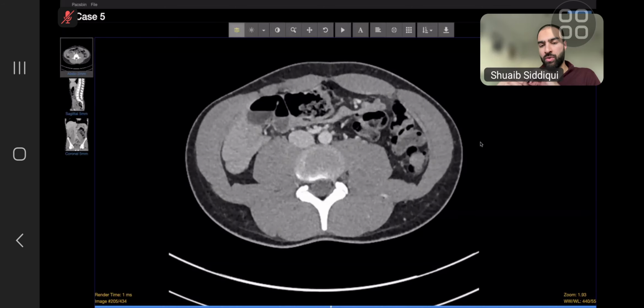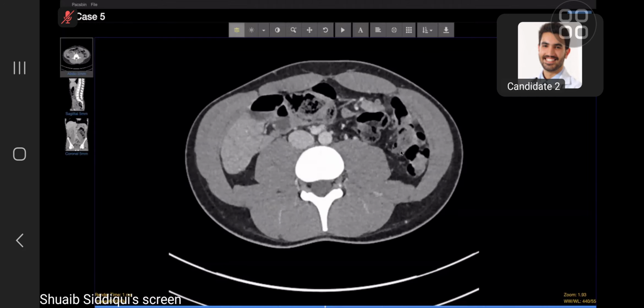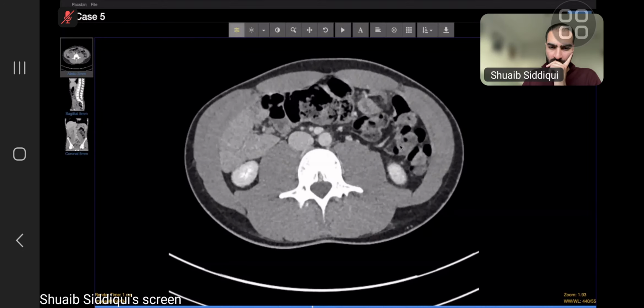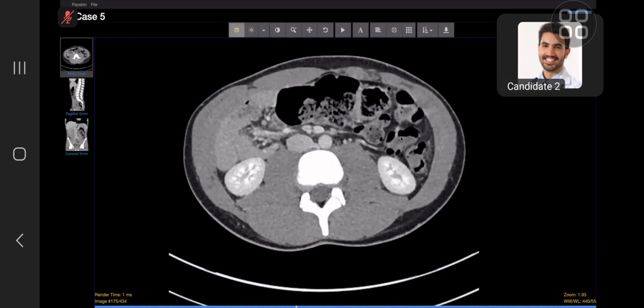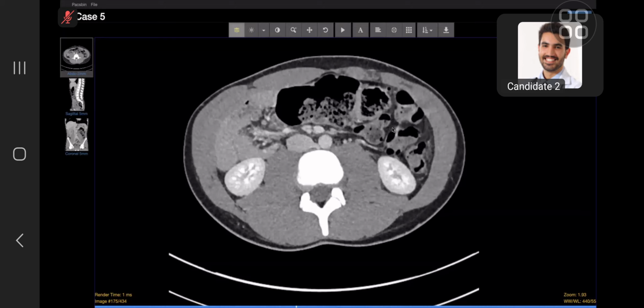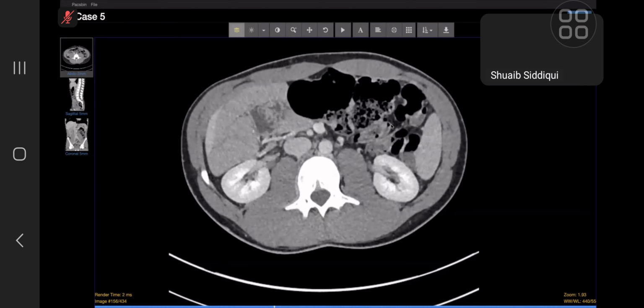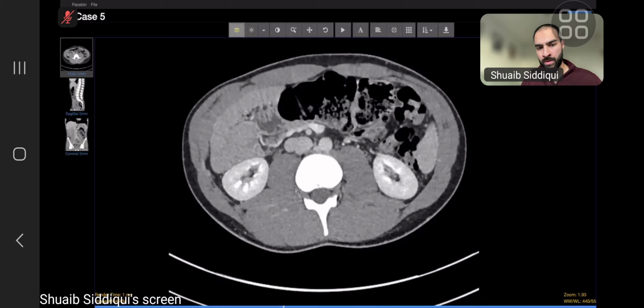So what landmarks do you look for in malrotation specifically? Mainly, I look for the superior mesenteric artery. Anything else? I look at the duodenum. I look at the small and large bowel. What part of the duodenum do you look at? I look at the third part. Okay, and anywhere else in the bowel that you might look at?